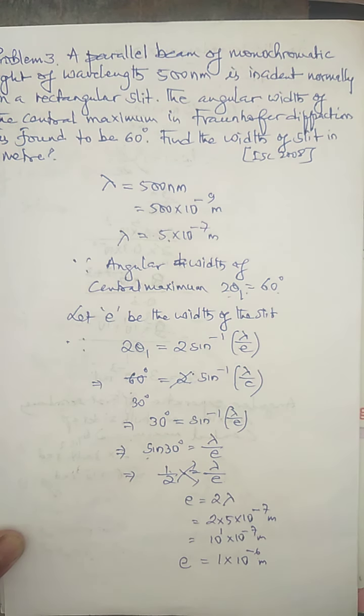e means the width of the slit. So what is the width of the slit? e equals 1 into 10 to the minus 6 meter. So this is the width of the rectangular slit. This is the explanation of problem number 3. Now we do the last problem, that is problem number 4, and with that numerical problem 4, the chapter on diffraction gets completed.